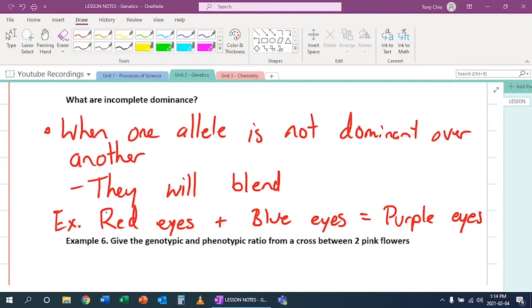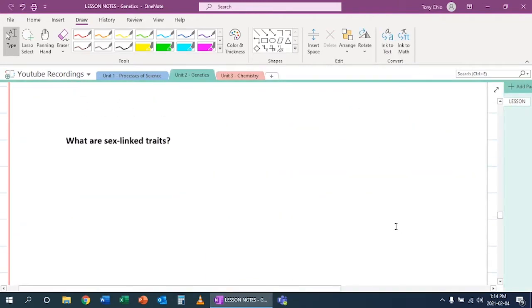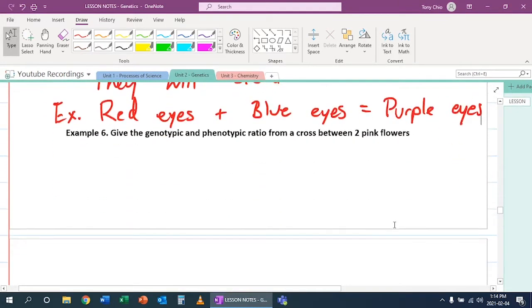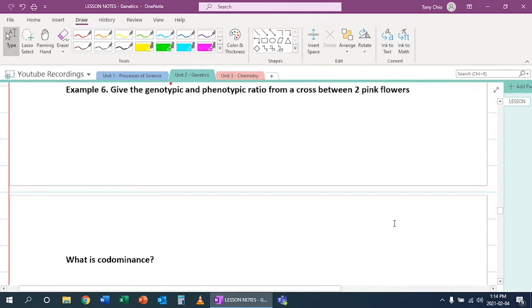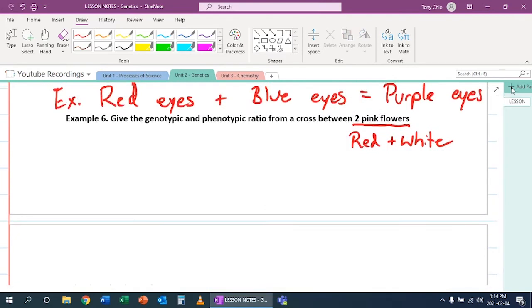So let's look at an example such as example number 6. So look at example number 6 here. What we're going to see is that we have two pink flowers crossing. Now, the first thing we've got to figure out is pink. What colors make up pink? And it's red and white. What that means is that a pink flower has both the red allele and the white allele in them.